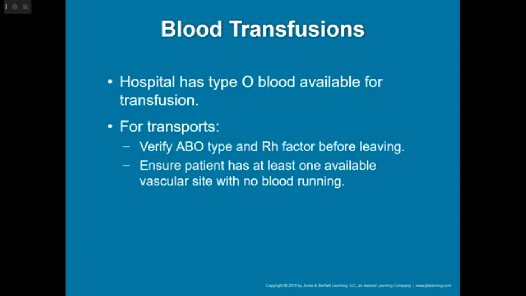Hospital has type O blood available for transfusion. Then, depending on the size of your hospital, they might have all the different types of blood. Some of your more outlying or smaller services might just have some O negative, 1 or 2 units of O negative available.